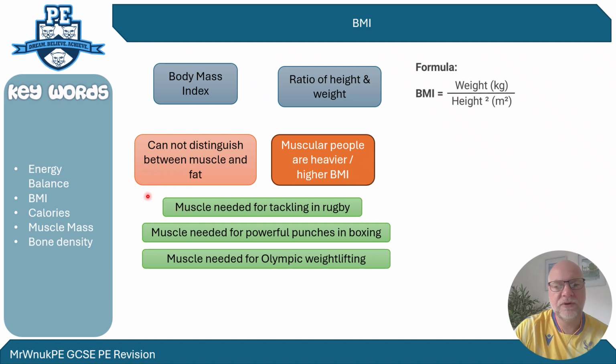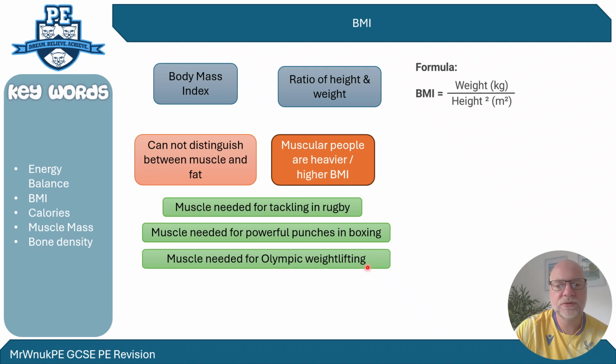And the final part to your question is, why is that important for a sports performer? Why does a sports performer need their muscles? So what's the impact on sports? Muscles are needed for things like tackling in rugby, more powerful punches in boxing, moving a weight in Olympic weightlifting. There are plenty of reasons. More power to generate more speed in running.